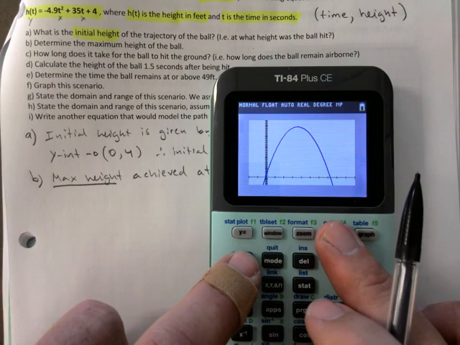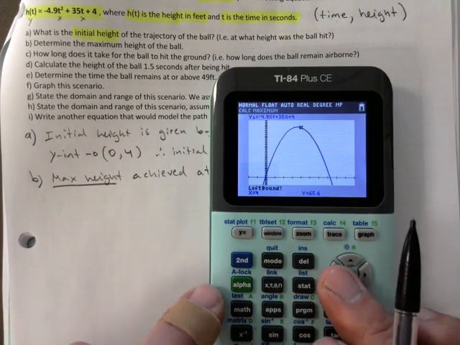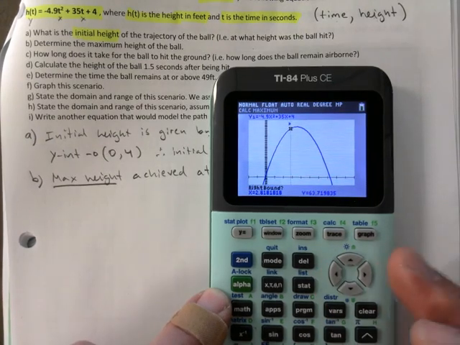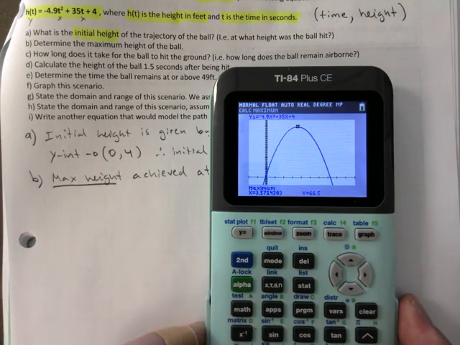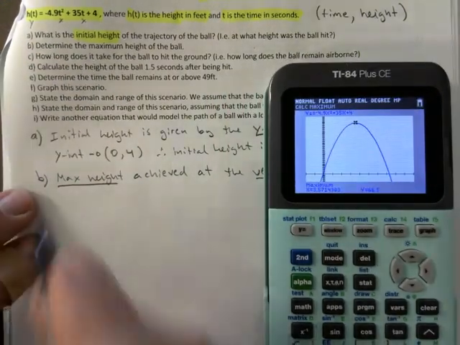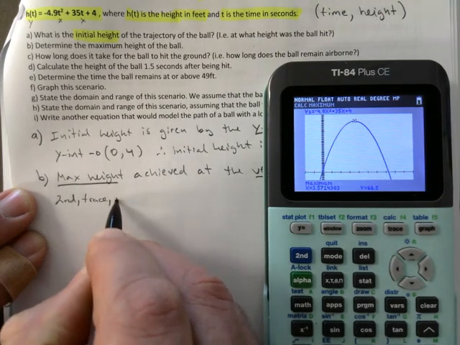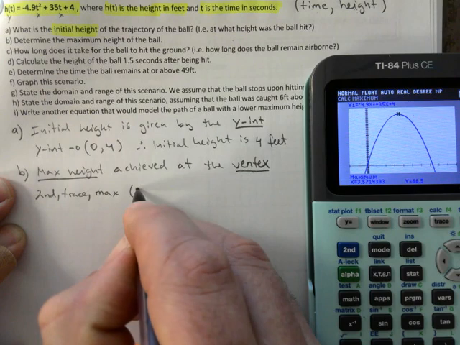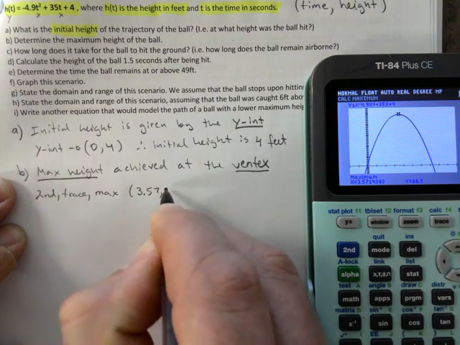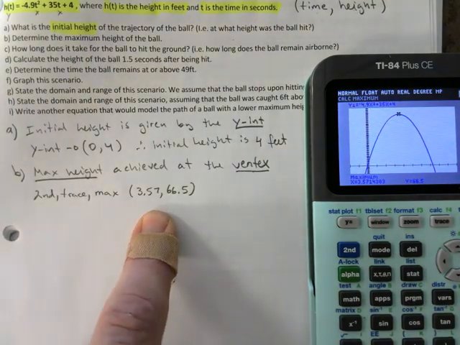So let's go ahead and find the vertex. Second trace, maximum. Go to the left of it, go to the right of it. And I get 3.57 and 66.5. So you're using your calculator; all you have to do is second trace max in this case. And that would be 3.57, 66.5. So write down the coordinate.